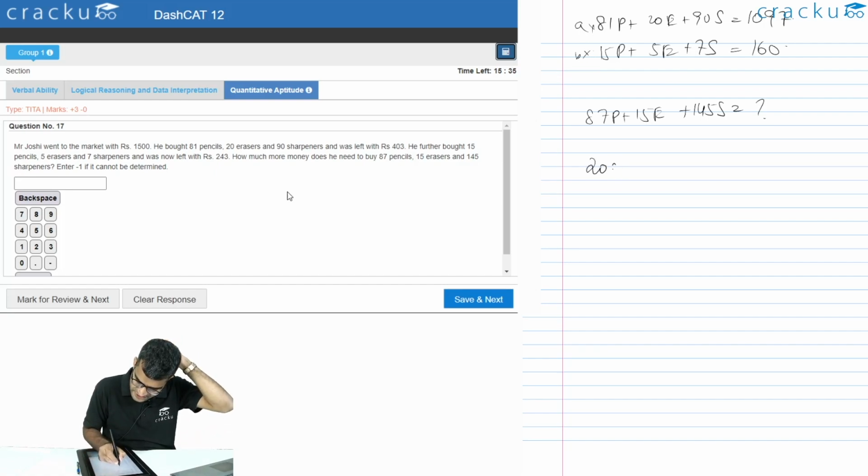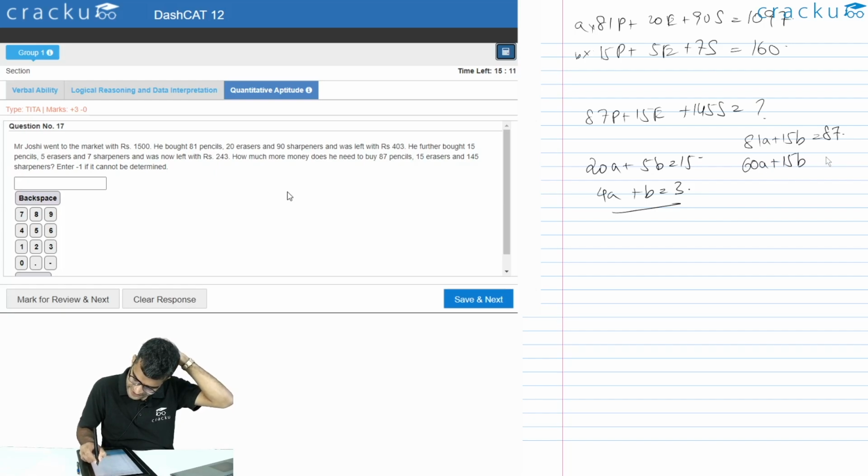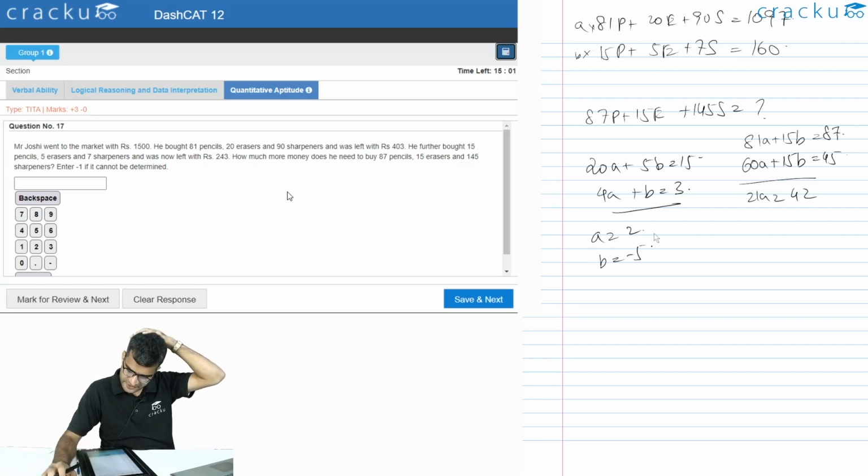Okay, 20A plus 5B is equal to 15, or 4A plus B is equal to 3. Okay. And 81A plus 15B is equal to 87. So multiplied by 15, 60A plus 15B is equal to 45. 21A is equal to 42. A is equal to 2. B is equal to minus 5. This is 180. Yeah, minus 35.